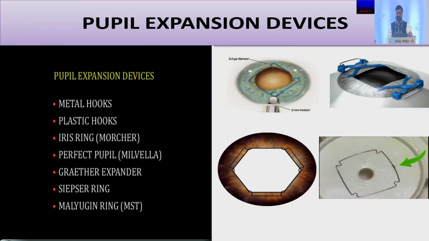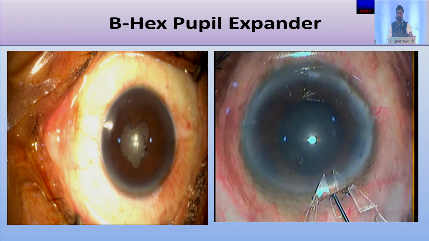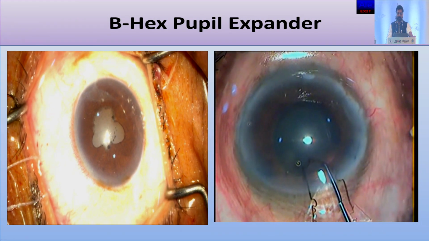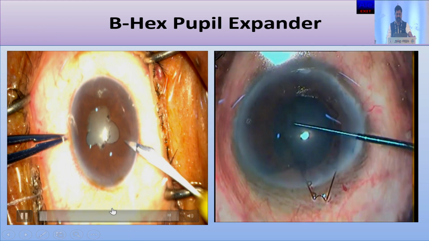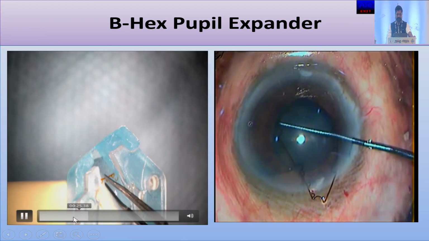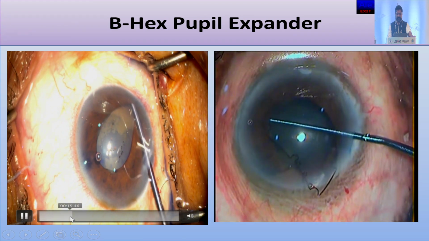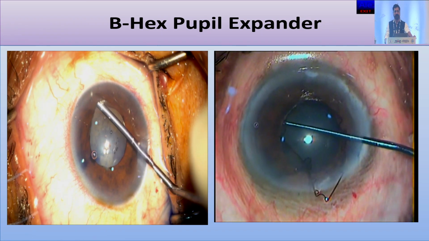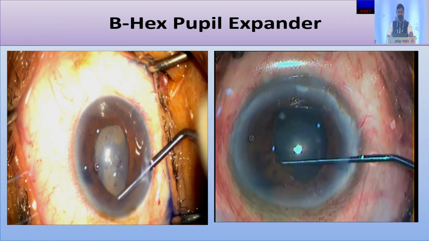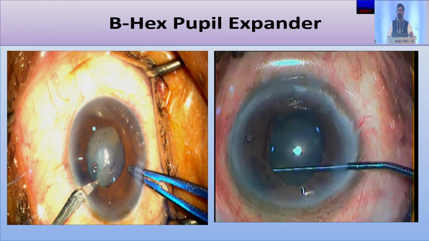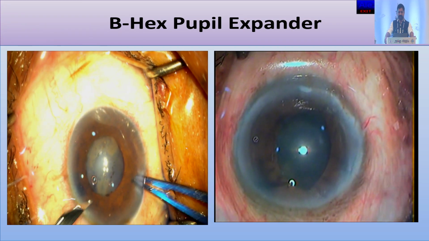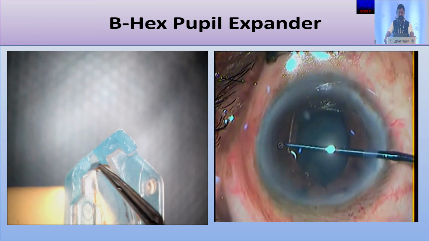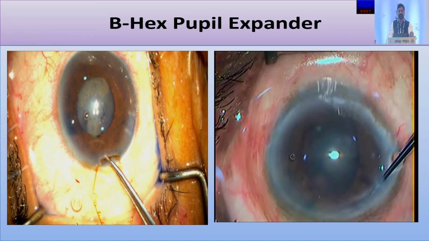These are some pupil expansion devices. I am using the BHEX pupil expander. The procedure is the same: do synechiolysis, breaking of the posterior synechiae. Here there are 2 things which are more important. You will get a good hexagonal shape of pupil. How to insert it? There are 2 ways: either you go with the forceps, as it is, or you go with the Sinskey hook.